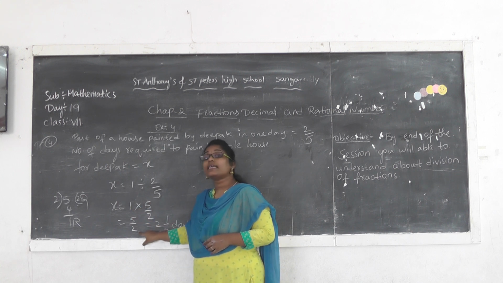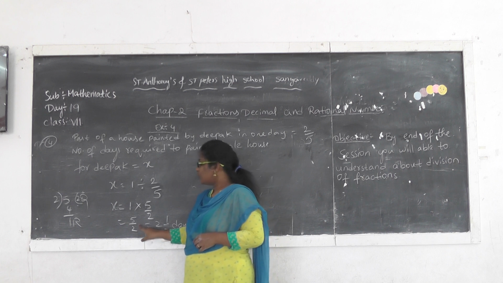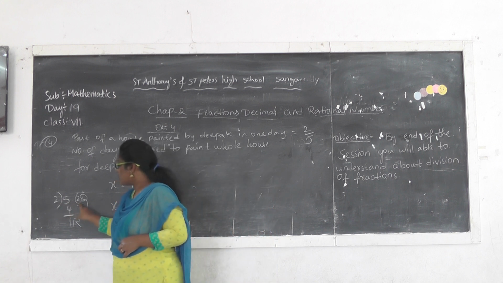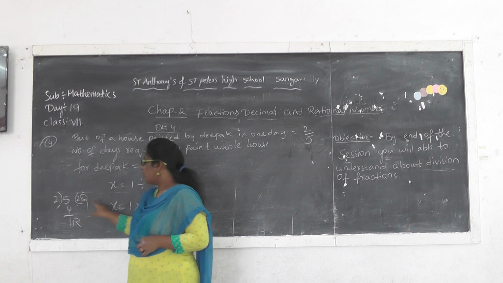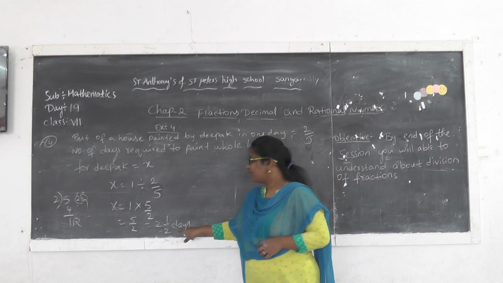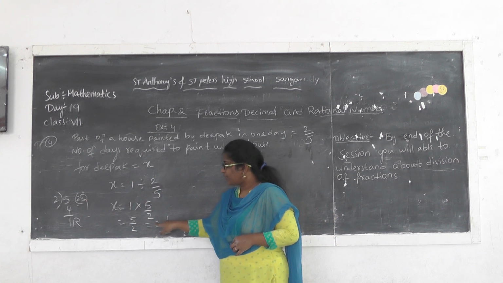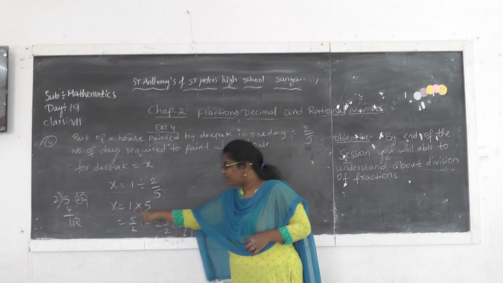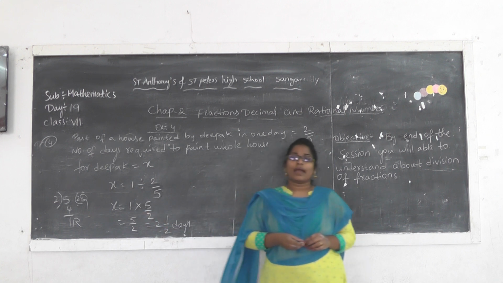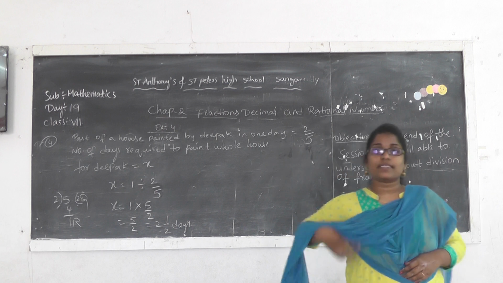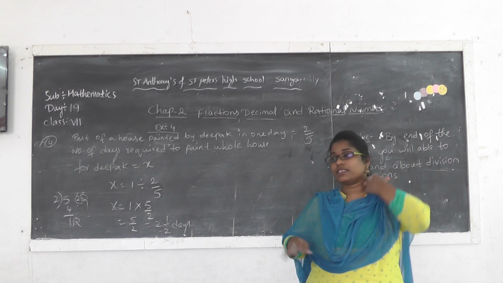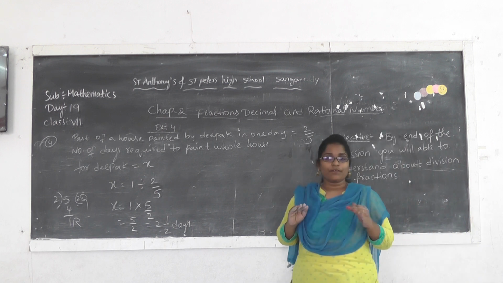This 5 by 2 is an improper fraction. So do the division: 2 twos are 4, remainder is 1. So how will it come? 2 and 1 by 2 days. 2 is the quotient, which is the whole part, and the remainder 1 comes in the numerator's place. So by this we understand how to do the division of fractions.